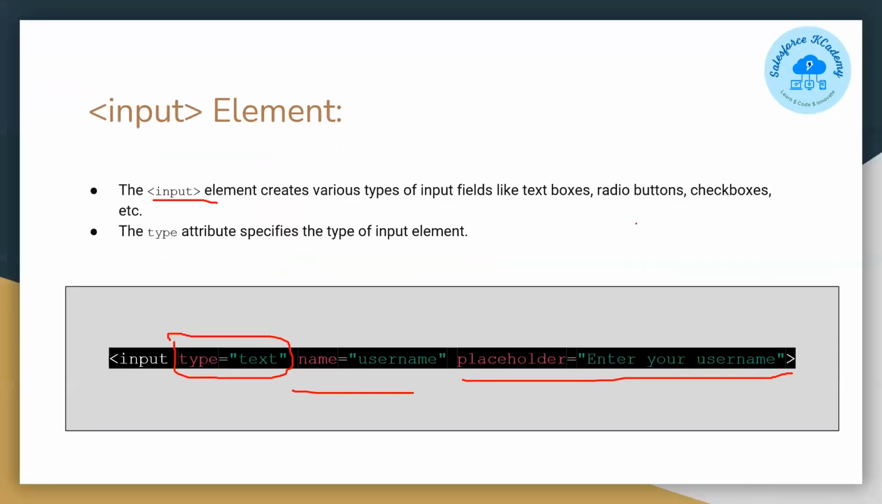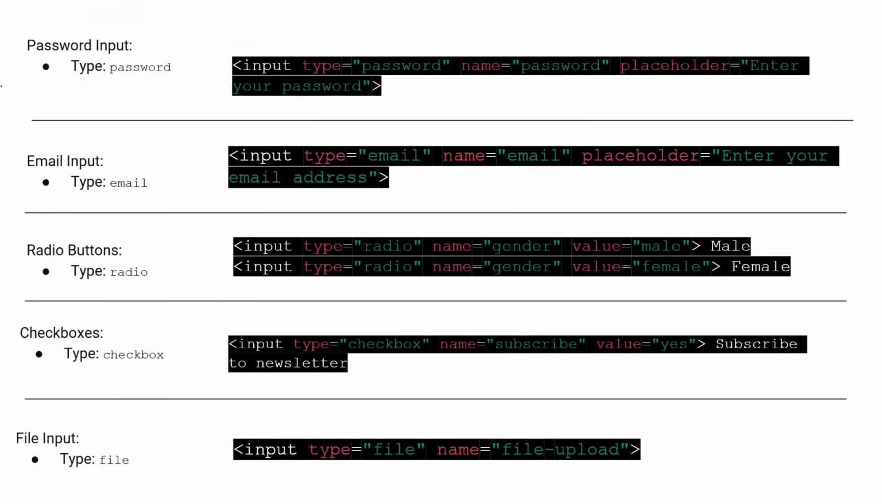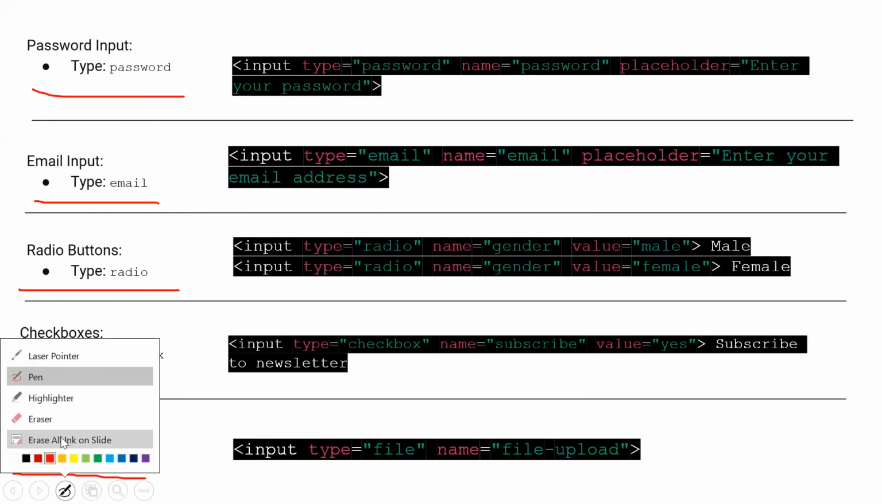Like that, there are more different kinds of inputs: password input, email input, radio input like radio buttons, checkboxes, even a file you can give as an input. Let's see each of these things.